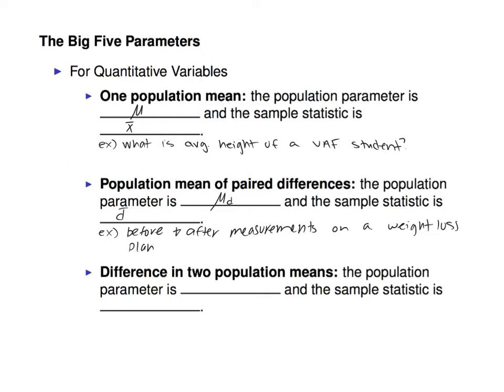Difference in 2 population means. In this case, the population parameter is mu1 minus mu2, where mu1 and mu2 are the means of each of your populations. And the sample statistic is x1 bar minus x2 bar. And in this case, the thing to note is that these 2 samples are not coupled in any way. And they must be independent.